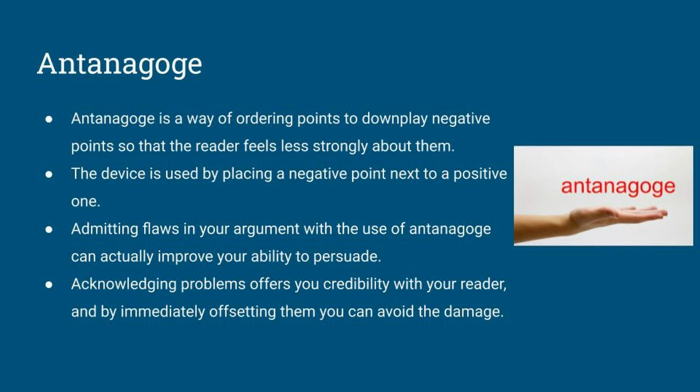Antonagogy. Antonagogy is a way of ordering points to downplay negative points so that the reader feels less strongly about them. The device is used by placing a negative point next to a positive one. By admitting flaws in your argument with the use of antonagogy, you can actually improve your ability to persuade your reader. Additionally, acknowledging problems offers you credibility with your reader, and by immediately offsetting them, you can avoid the damage caused by those problems.